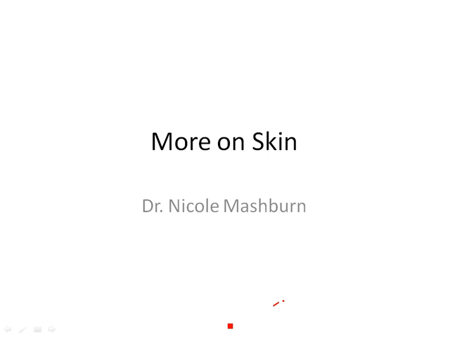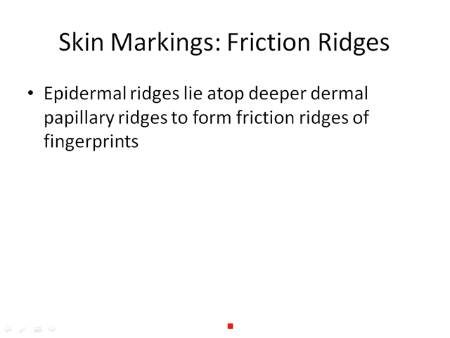Let's do red. Okay, more on skin. So you've already seen the epidermis and the dermis and the hypodermis and kind of know what's going on there. Well, we have skin markings. Our skin has some different markings, and we call those friction ridges, and you probably know them as fingerprints.